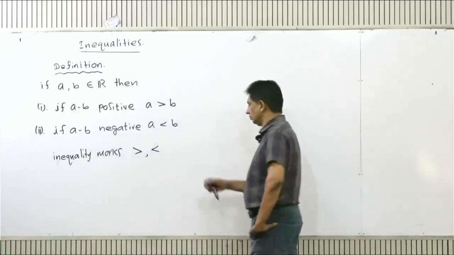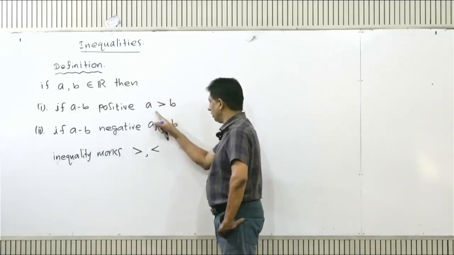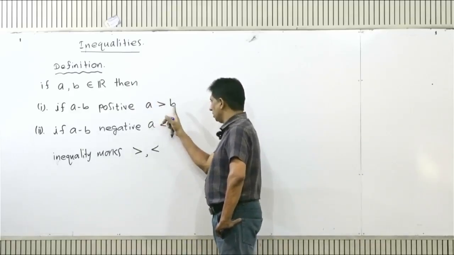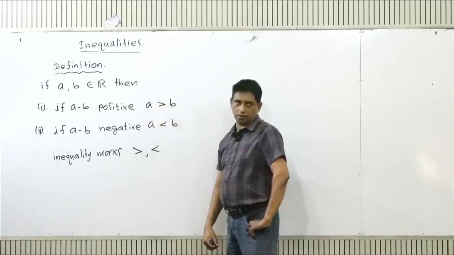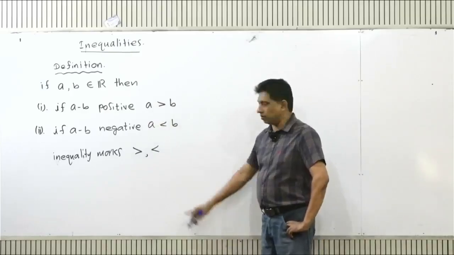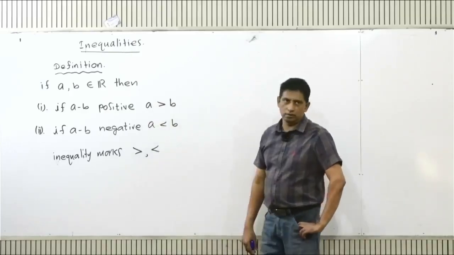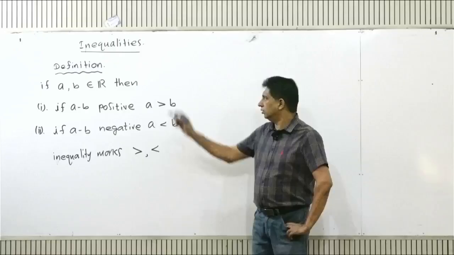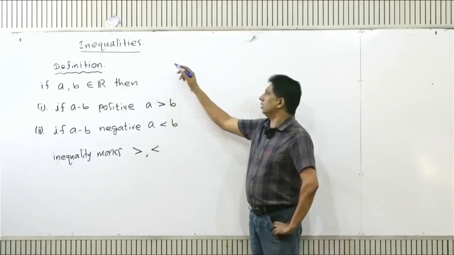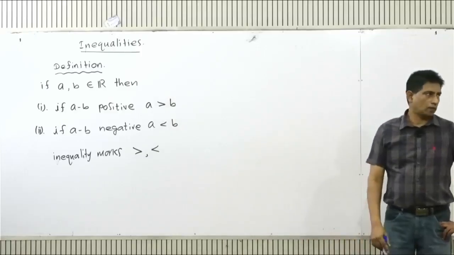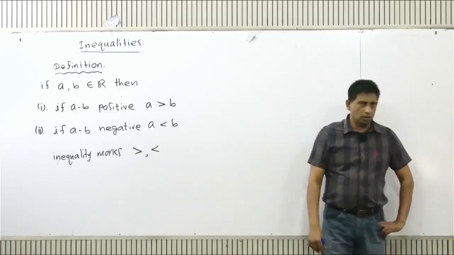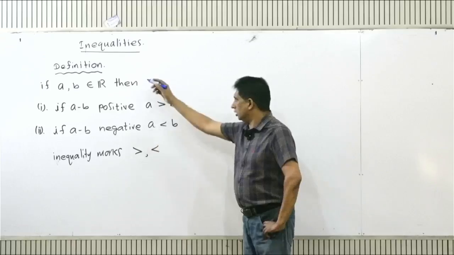We have to read the two inequality marks in different ways. This is read as A is greater than B. This one, A is less than B. Right? Okay. Now write down this one. First write the lesson name, inequalities. Then you have to write the definition.